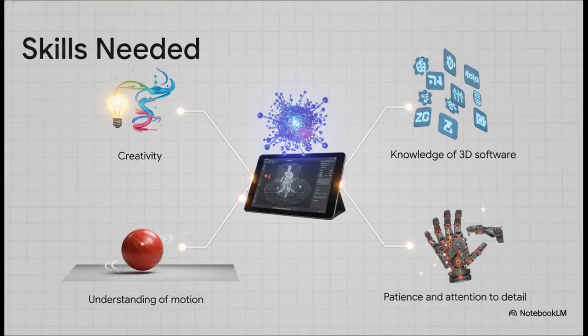So what kind of person becomes a 3D animator? It's this really cool mix of skills, right? You need that artistic creativity, for sure. But you also have to be pretty tech-savvy to master the software. You need to understand a bit of physics to make things move realistically, and you absolutely need a ton of patience and an eye for detail. It's a real blend of left brain and right brain thinking.